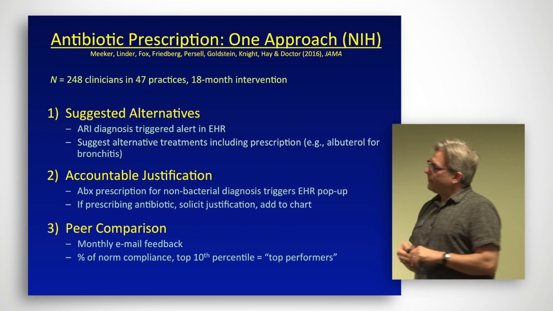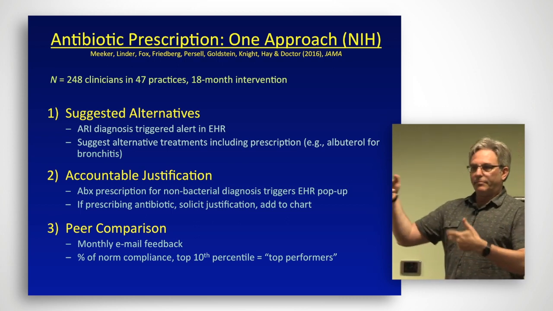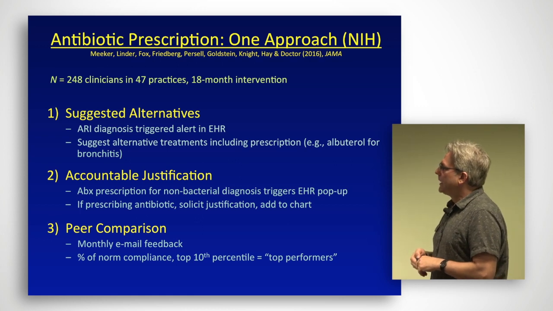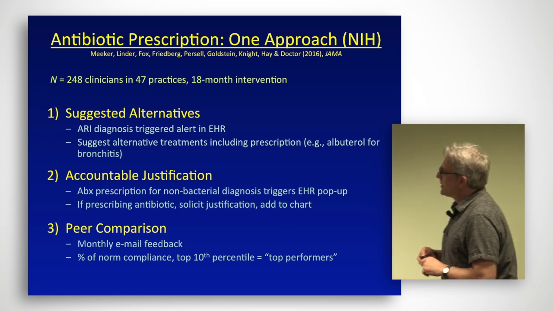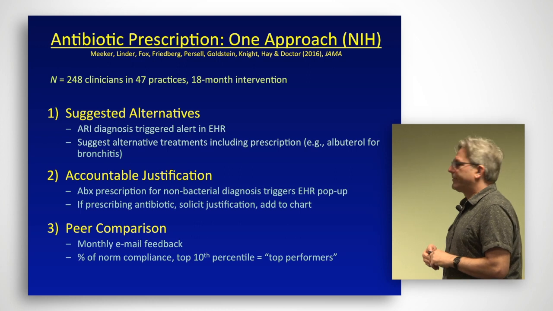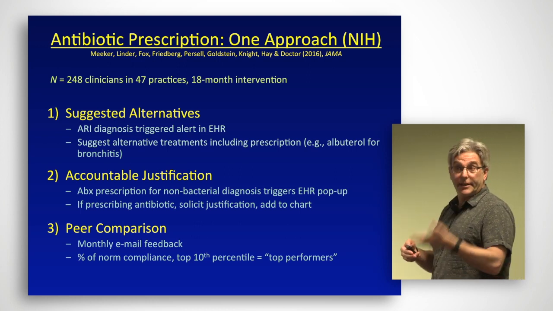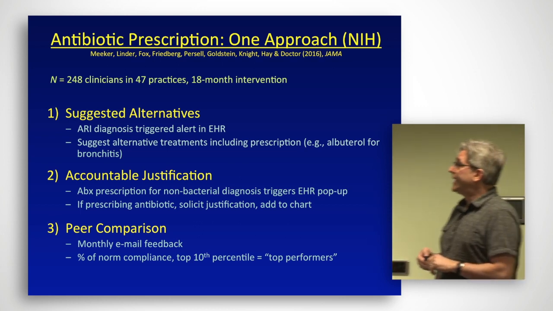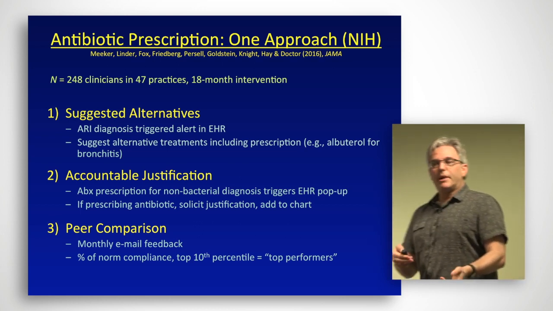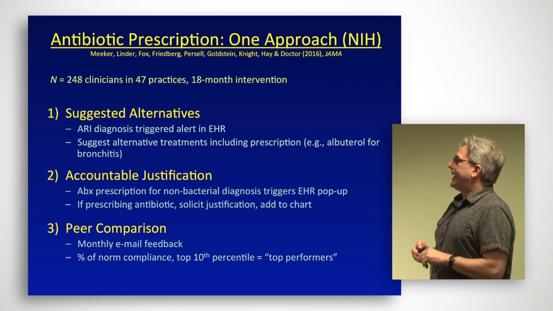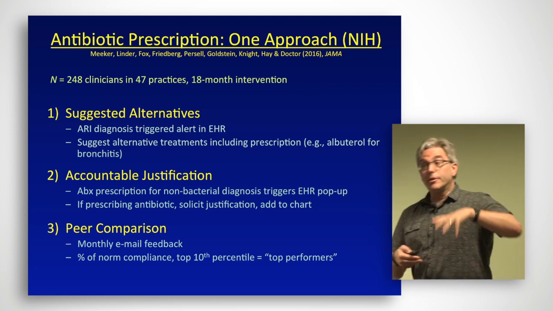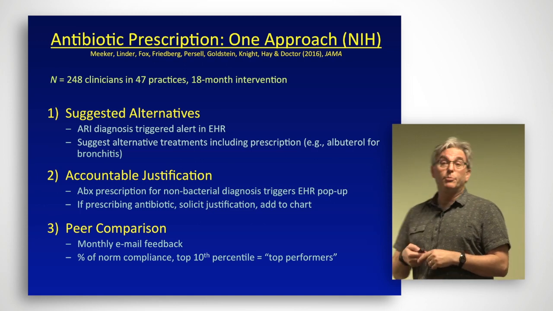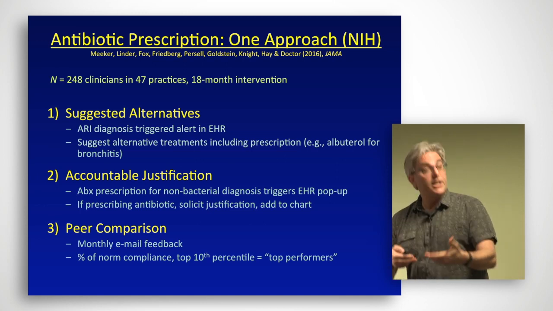The second thing that we did, and these were all manipulated independently in what we call a 2x2x2 design, is accountable justifications. If there was a non-bacterial diagnosis that the healthcare provider entered into the electronic health record system, and they also wanted to prescribe antibiotics, then an alert would pop up and say, okay, we noticed that you're prescribing antibiotics for a non-bacterial diagnosis. Can you please provide a brief justification why?